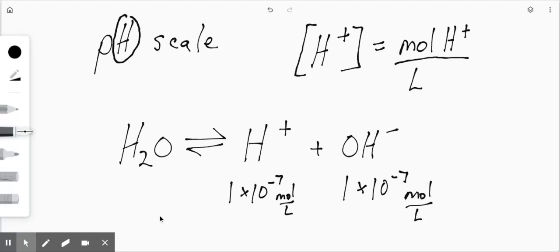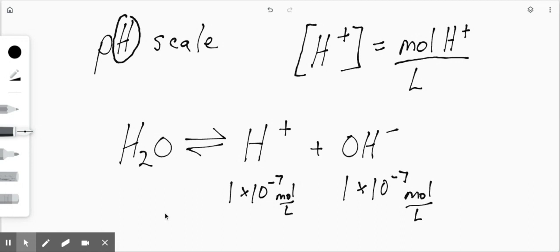And then I added this substance to it and I found out that it went to a 1.37 times 10 to the negative 6 mole per liter concentration of H plus. You can quickly see how this is not going to really be fun for any lay person that is not a chemist or that is not really into chemistry.